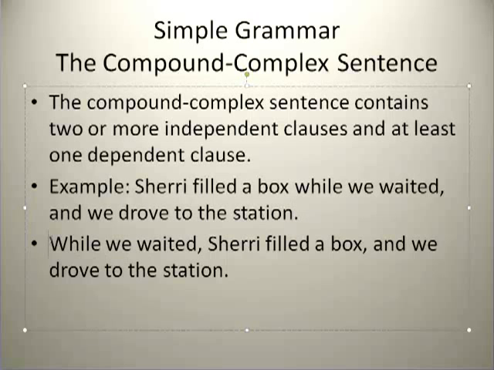In the following example here, we have essentially the same sentence. We've just rearranged the ordering of the clauses. So our dependent clause, while we waited, comes first in this case. Subject we, verb waited, the subordinating conjunction while. Sherry filled a box, the independent clause, comes second.